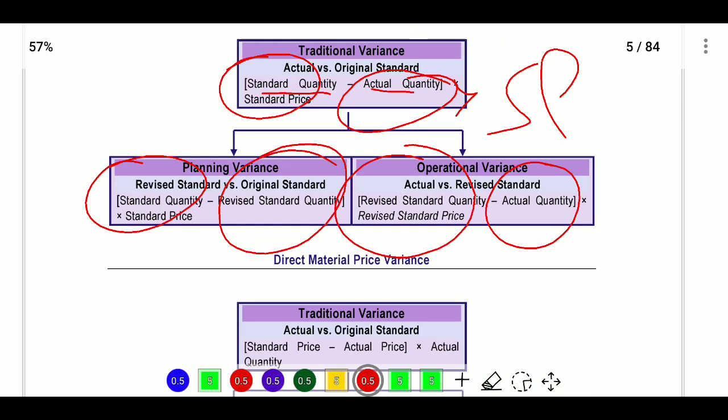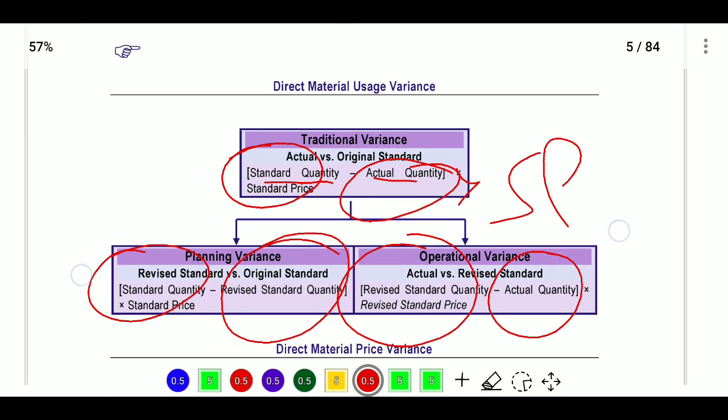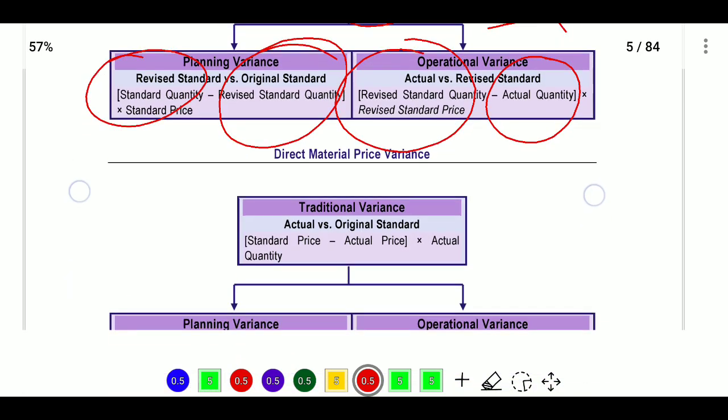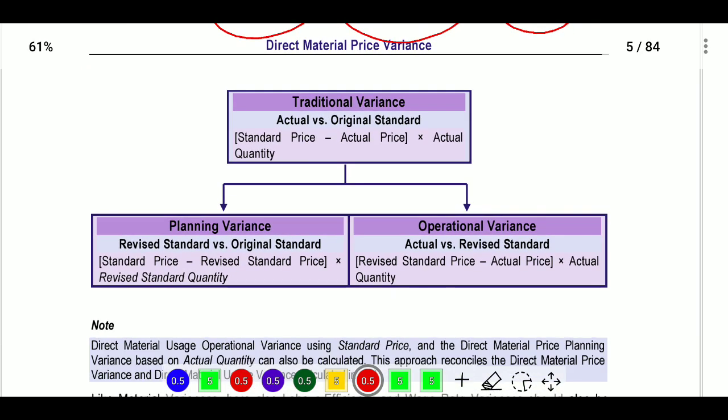Next, direct material variance, where we will see direct material usage, so quantities. Now material price means, here we will see the prices differ.